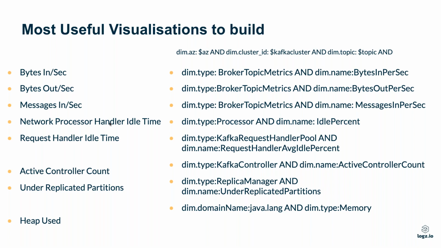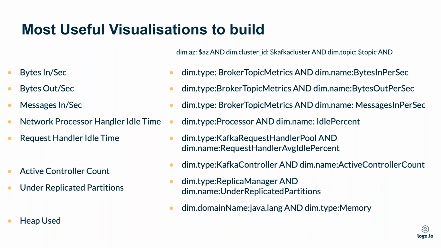The next two are very important to look at because they relate to capacity: network processor handler idle time and request handler idle time. These are very important to look at. Active controller count should be only one once you build that out. And under-replicated partitions is kind of a life story of anybody managing a Kafka cluster. It happens. You want to know exactly which brokers are reporting under-replicated partitions, so you can go fix them.